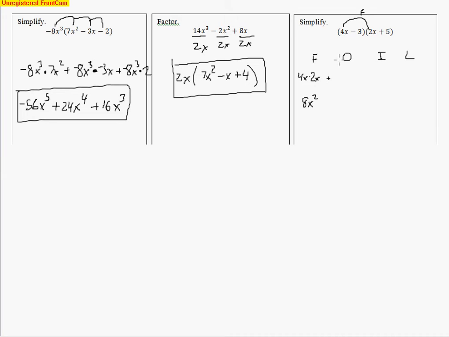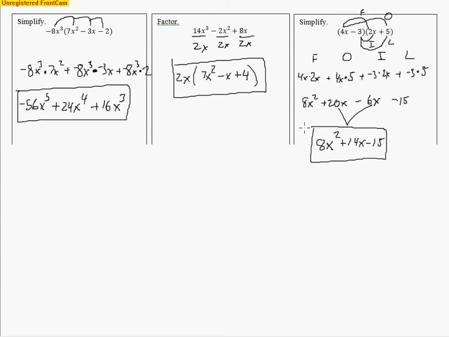And then the outside terms are 4x and 5. So 4x times 5, and that makes 20x. And then the inside terms are right here. Negative 3 multiplied by 2x gives me a minus 6x. And then the last terms right here are going to be negative 3 multiplied by 5, so it makes a minus 15. So I collect these two terms, and I'm left with 8x squared plus 14x minus 15.